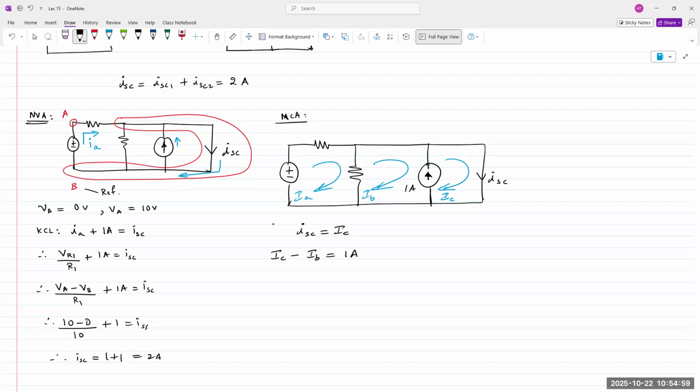And in this case, IB is not even necessary, because of the short circuit, that middle resistor is no longer there, or effectively redundant. And so you can just say IA. 2 mesh currents, that's it. We don't need to have 3. And again, it'd be like one standard equation.